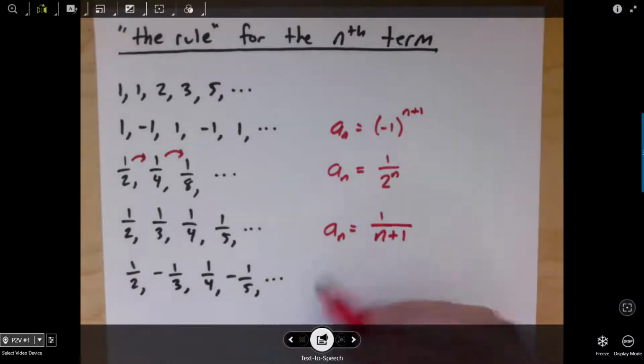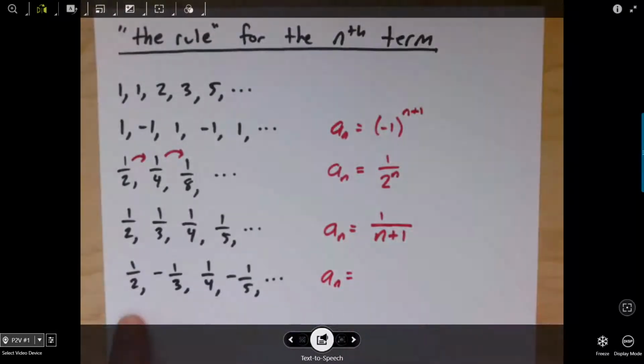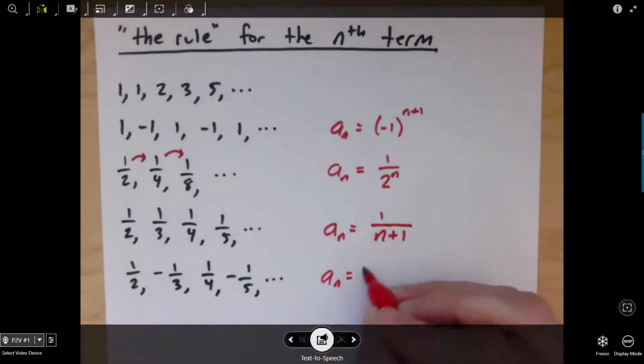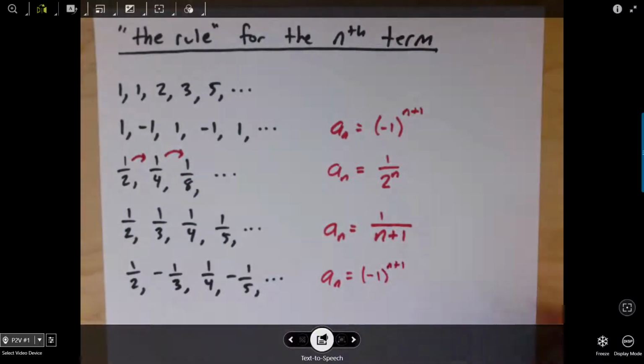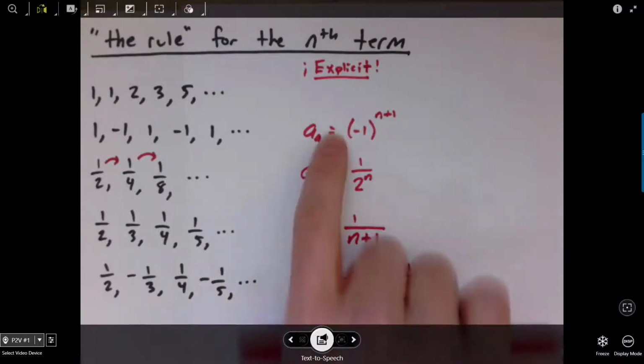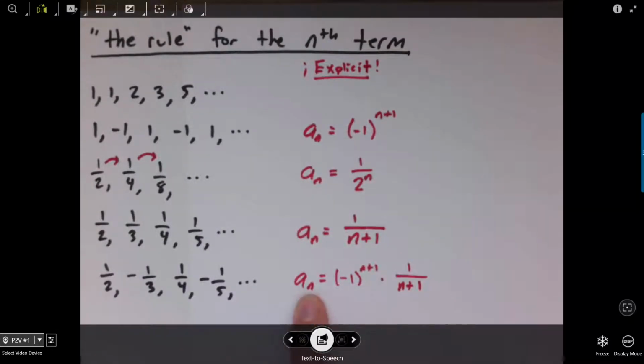Go ahead and see if you can put together on your own now what would be an equation for the nth term for that one. Go ahead, give it a try, pause the video. Alright, so for this one, I just have to put together what I've got for this sequence and also for that sequence. So I'll start with -1 to the n plus 1, and that's just going to give me the plus or the minus, and so I'll multiply that by what I've got for this. Beautiful.